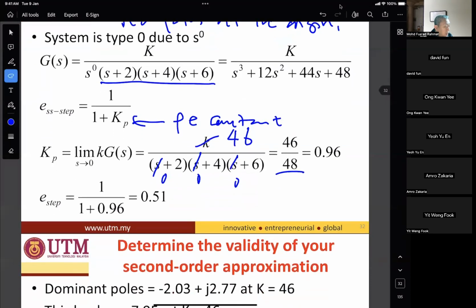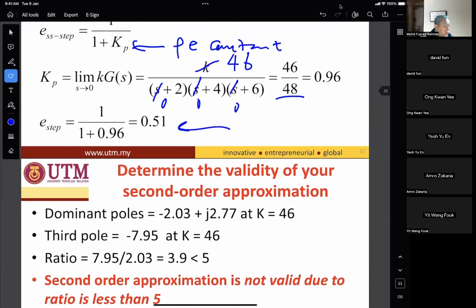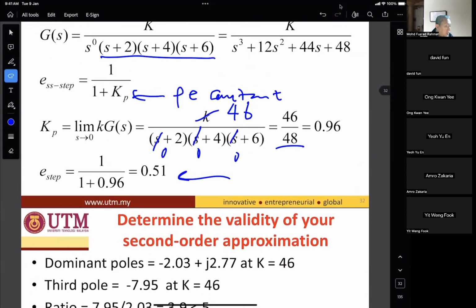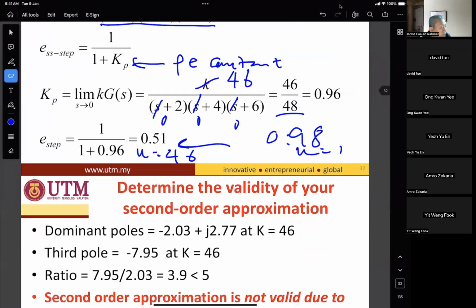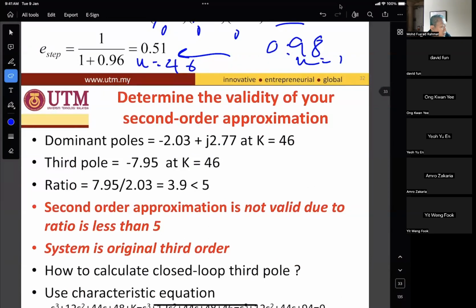So once you get the KP value, insert inside the formula, so you get 0.51. That is the error reduced. Previously 0.98 when K equal to 1, and this one is K equal to 46. You can see that it reduced, which is a good improvement. Once you improve, your design is considered very good. Good step and good approach.